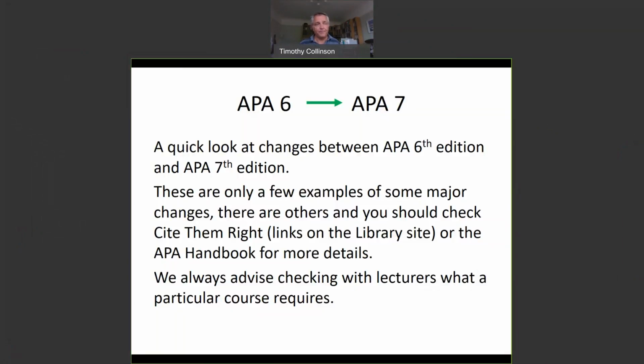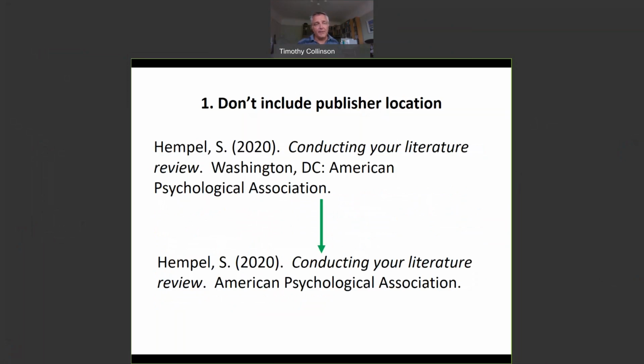there. The most obvious change is in the fact that books don't require a publisher location anymore. So once you put the publisher name, you're good to go. You don't need to look up where the book was published.